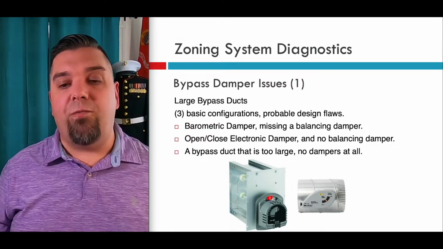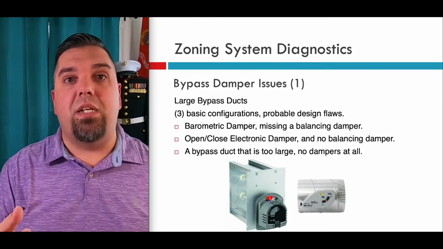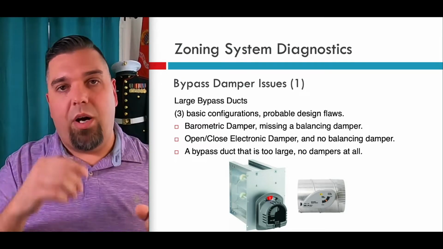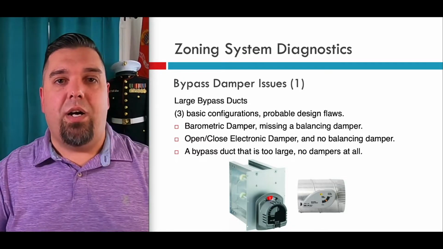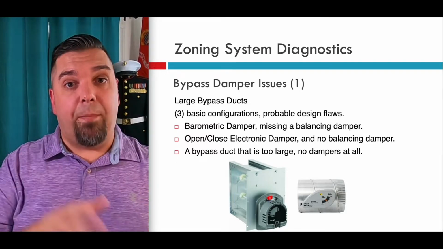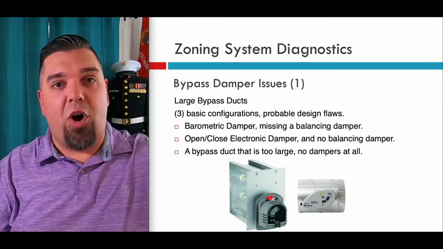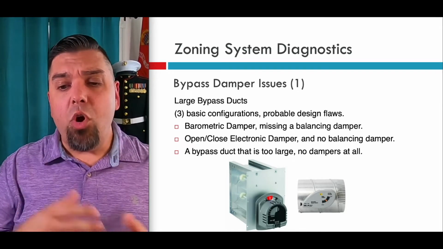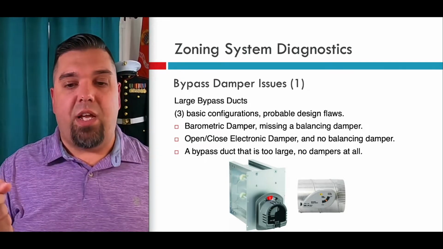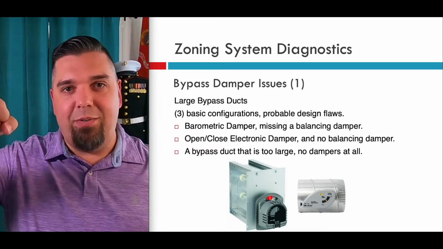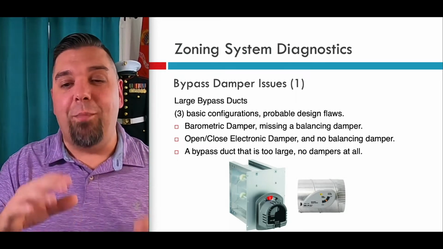And there's typically 3 configurations that usually have design flaws. The number one thing is a barometric damper, and it's missing a balancing damper with it, right? So there's usually a summer and a winter setting. Like I was talking about before, if you have a bypass style humidifier, the damper on that bypass damper is now going to have a different barometric setting, and you need to change the volume of air, right? So that's one thing. Open close electronic dampers without balancing dampers, right? So if you don't have a balancing damper, if it's full open and you don't balance the system out, you're just gonna get full air, right? So that's another error that I see that's typical around bypass damper systems.